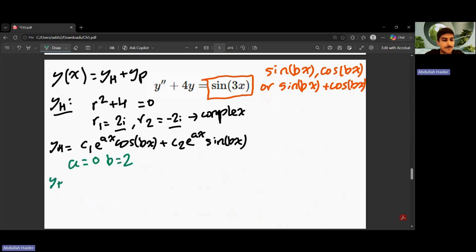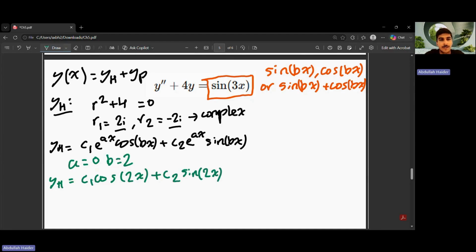So our homogeneous solution is going to be c1 e power 0x, and e power 0 is equal to 1, so I can just skip writing e power 0 to save time. C1 cosine 2x plus C2. Same here, e power 0x is going to be 1. So C2 sine 2x.